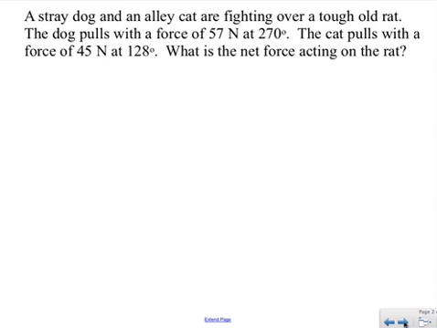We have a stray dog and an alley cat fighting over an old rat. The dog pulls with a force of 57 newtons at 270 degrees. The cat pulls with a force of 45 newtons at 128 degrees. What is the net force acting on the rat?